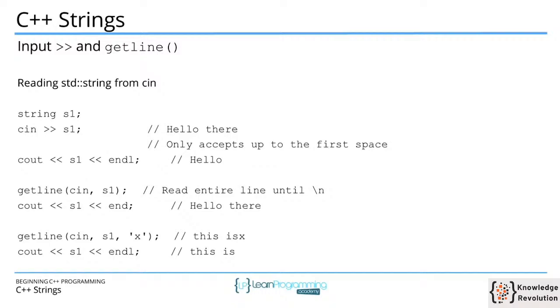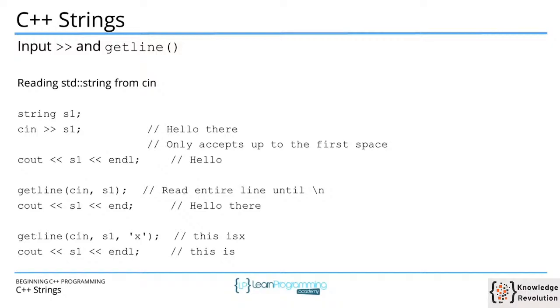Now, suppose I type in "hello there" with a space. When I display s1, I will only see hello. The "there" was not extracted. This is because the extraction operator stops when it sees white space. In many cases, we want to read an entire line of text up to when the user presses enter. For example, I want the string to be "hello there". Suppose I asked you to enter your full name. I want to be able to read William Smith, not just William.